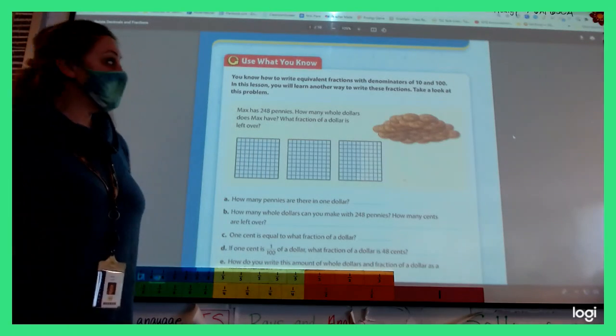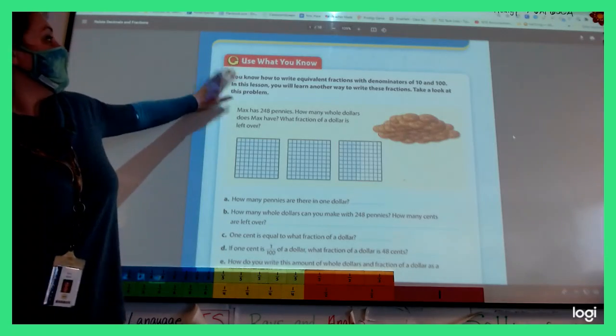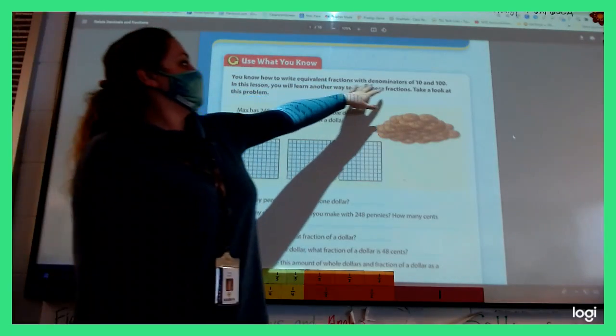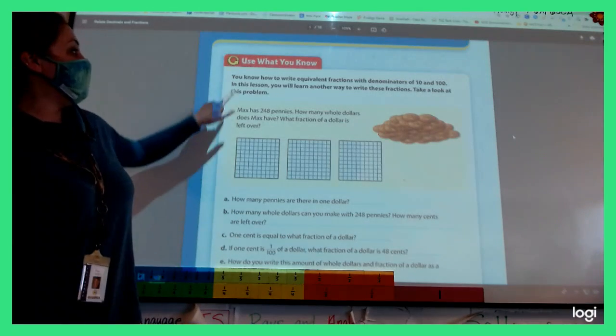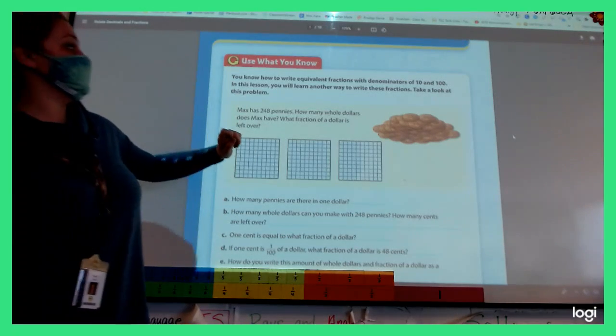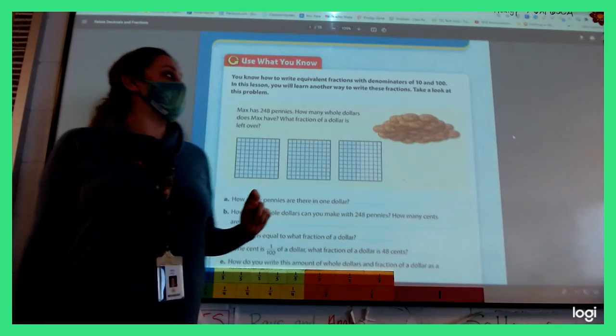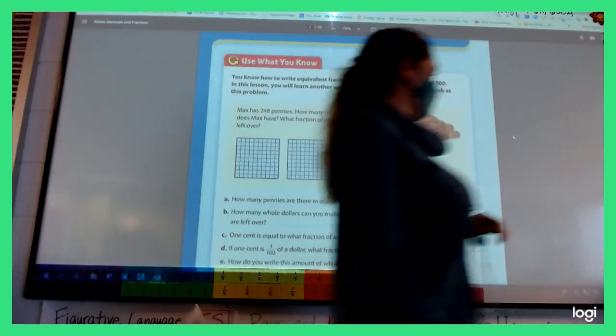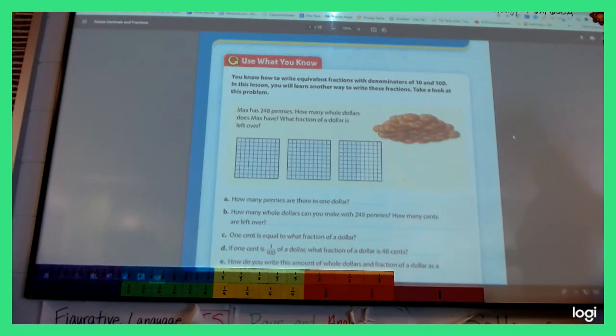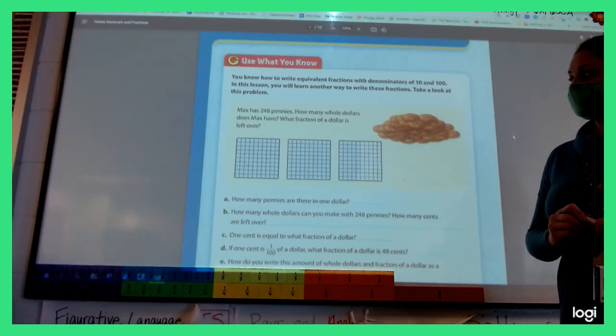That's a decimal. So up at the top, it says you know how to write equivalent fractions with denominators of 10 and 100, right? We worked on that hard this week. In this lesson, you'll learn another way to write these fractions. So take a look at this problem. I need a reader to read about Mr. Max. Noah? Max has 248 pennies. How many whole dollars does Max have? What fraction of a dollar is left over?